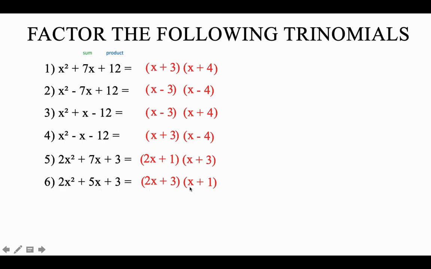So 3 times x is 3x, 2x times 1 is 2x. Let's add 2x plus 3x, it gives us positive 5x. Therefore, these are the factors.